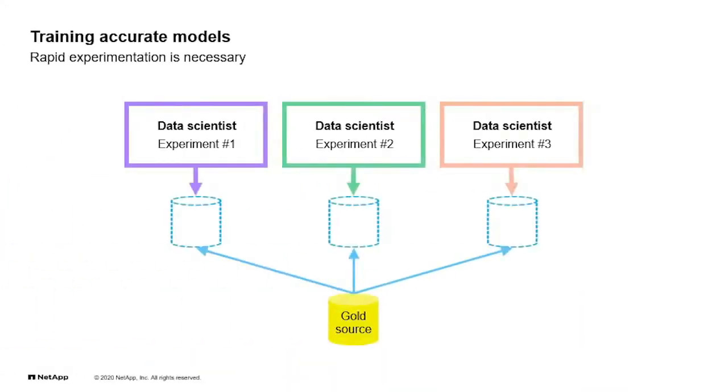Now, let's look at a typical case of how data scientists perform experimentation. You start from a gold source data set, and data scientists may perform transformations or processing on that gold source data set. Therefore, it is necessary to have different copies of this data set. And then data scientists can perform their experimentations.